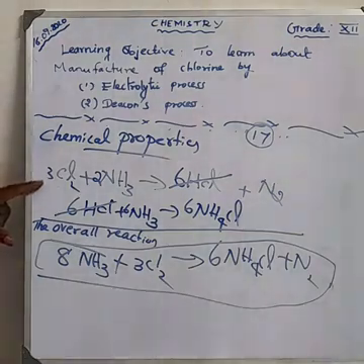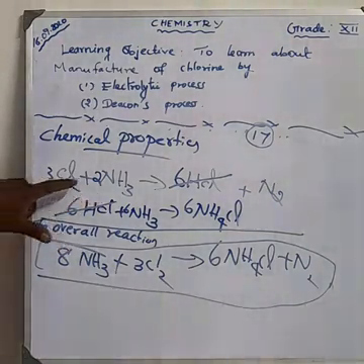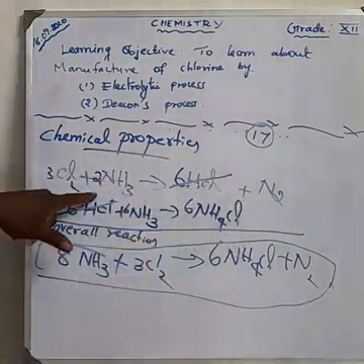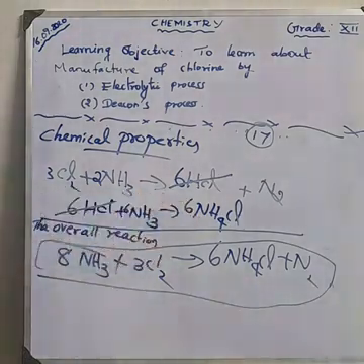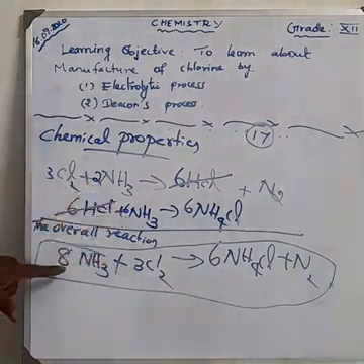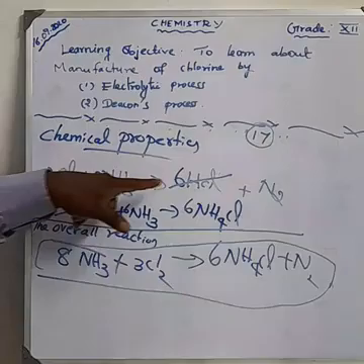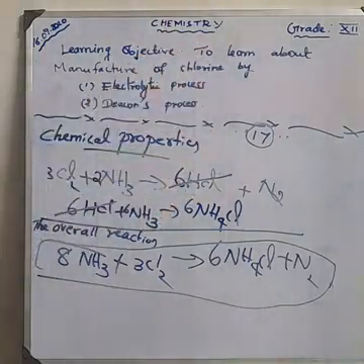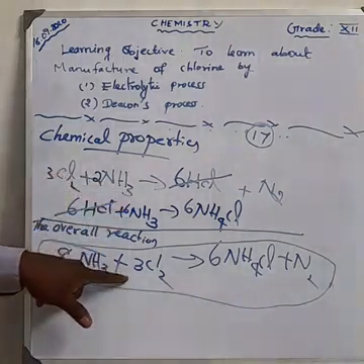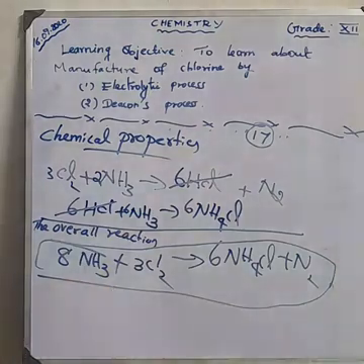First, chlorine reacts with ammonia to form hydrochloric acid and N2. Then hydrochloric acid reacts with ammonia to form ammonium chloride. Total number of moles of ammonia: 2 moles plus 6 moles, we get 8 moles of ammonia. Hydrochloric acid and hydrochloric acid we are cancelling. So ammonia plus chlorine gives ammonium chloride and also dinitrogen. This is the total overall reaction.